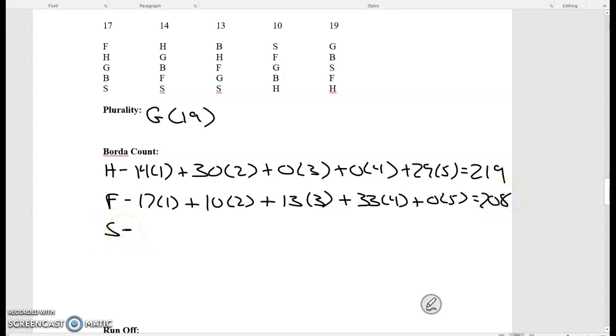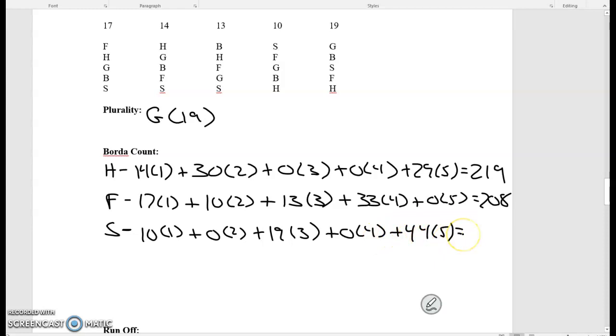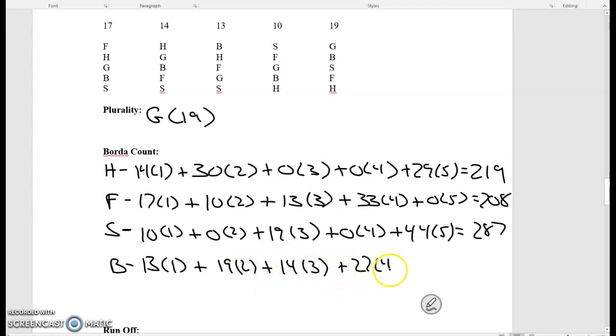S, 10 first place votes, 0 second place votes, 19 third place votes, 0 fourth place votes, and 44 fifth place votes. My score is 287. B, 13 first place votes, 19 second place votes, 14 third place votes, 27 fourth place votes, and 0 fifth place votes. We have a score of 201.